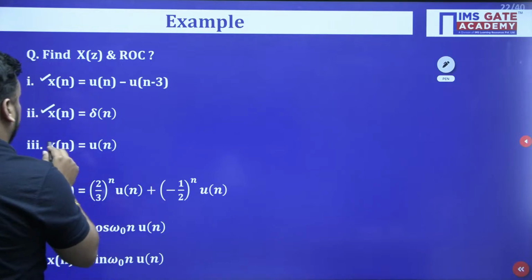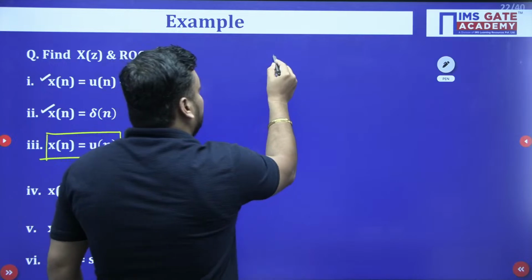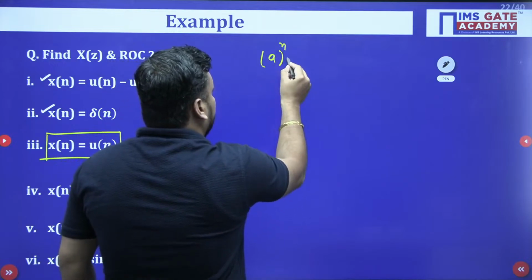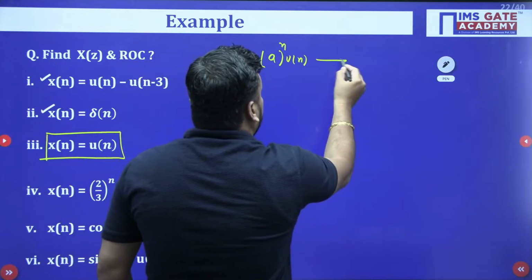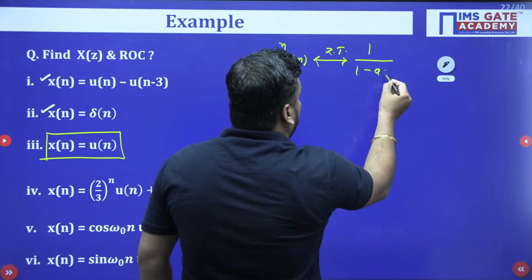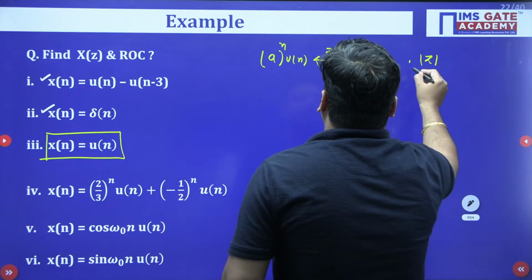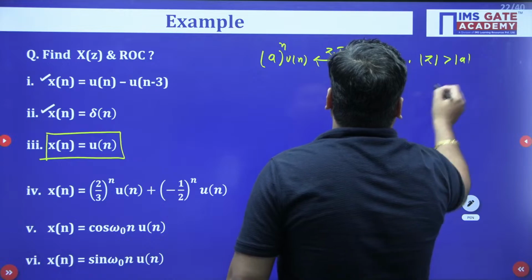So students, now I am solving the third question here, u of n. Do you know the standard form? The standard form is a to the power n u[n], and its Z transform will be 1 upon 1 minus a z inverse, where the ROC is mod of z greater than mod of a.